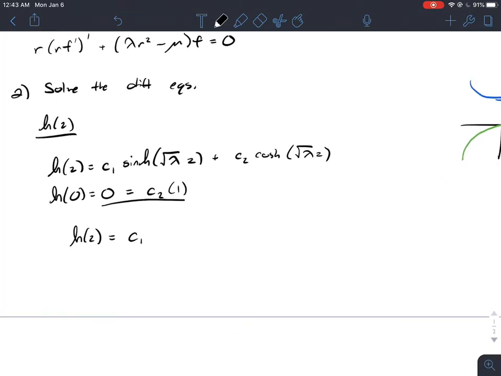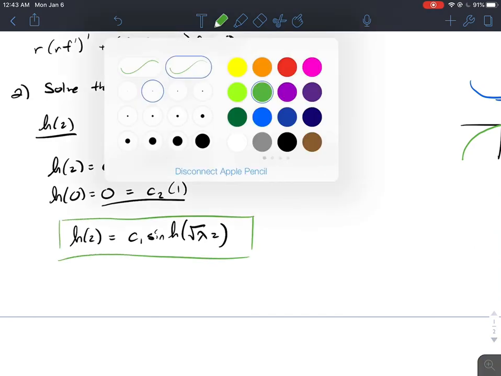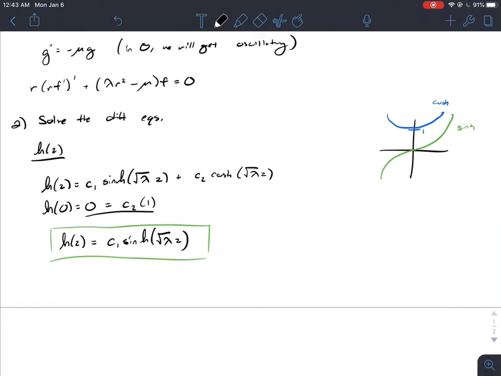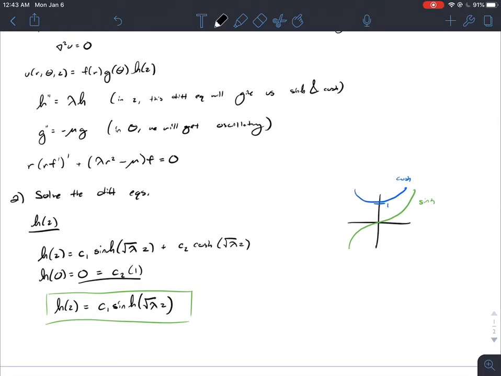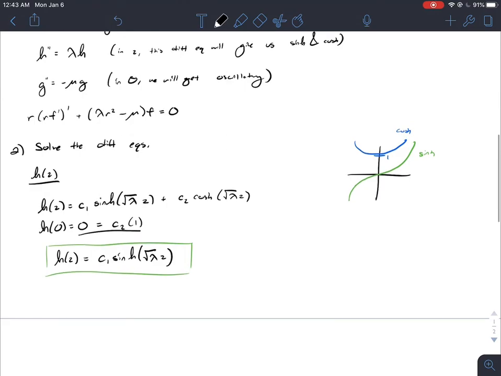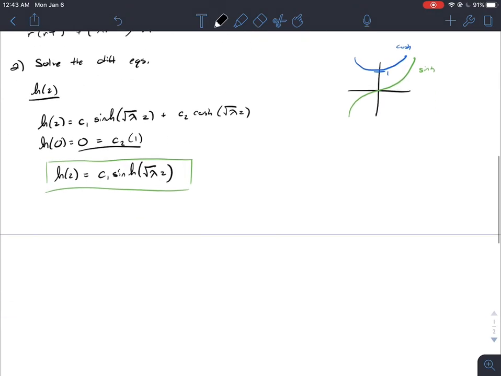Unfortunately, we can't really reduce this any further, because the other boundary condition is our initial condition, and that's not a homogeneous boundary condition, so we can't really find any lambdas from this. But we can eventually find the lambdas from one of the other differential equations. So this is basically all we can get out of the h of z.